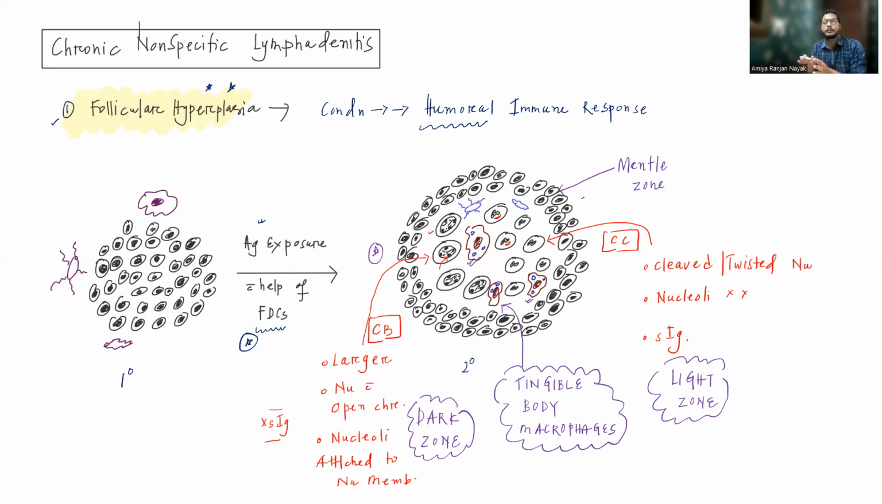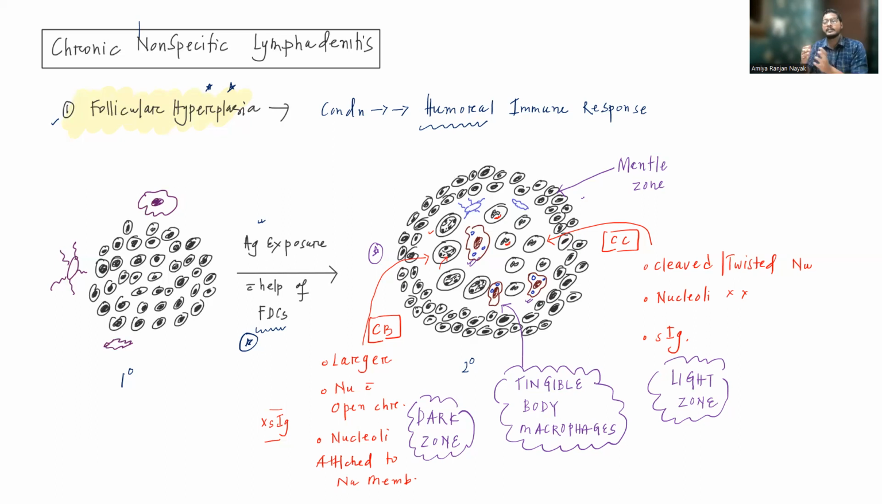In the germinal center, you are going to find activated B lymphocytes. These activated B lymphocytes are of two types. One is the centroblast, which is larger. It has open nuclear chromatin and prominent nucleoli, which are attached to the nuclear membrane, and they will not express surface immunoglobulins. This collection of centroblasts will make the dark zone.